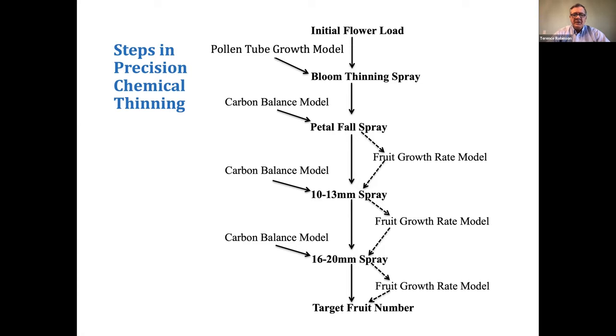So for each one of those succeeding sprays, we use the carbohydrate model to guide us in both those decisions. But after each spray, we use the fruit growth rate model to try to determine what happened with each of those sprays to guide whether or not we spray again. It's possible in some years you might get all your thinning done with the blossom spray and the petal fall spray and stop. The way that you judge that is through the use of the fruit growth rate model. In many other years, you have to spray again at 10 to 13 millimeters. And then in many years, that's enough. But in odd years, when thinners don't work so well, we have to come back in with a last spray at the 16 to 20 millimeter stage.